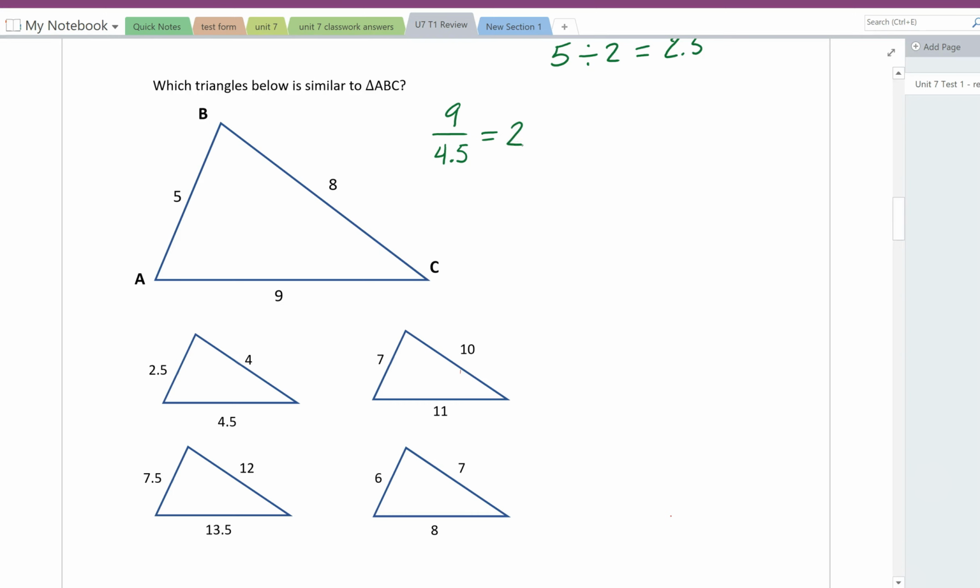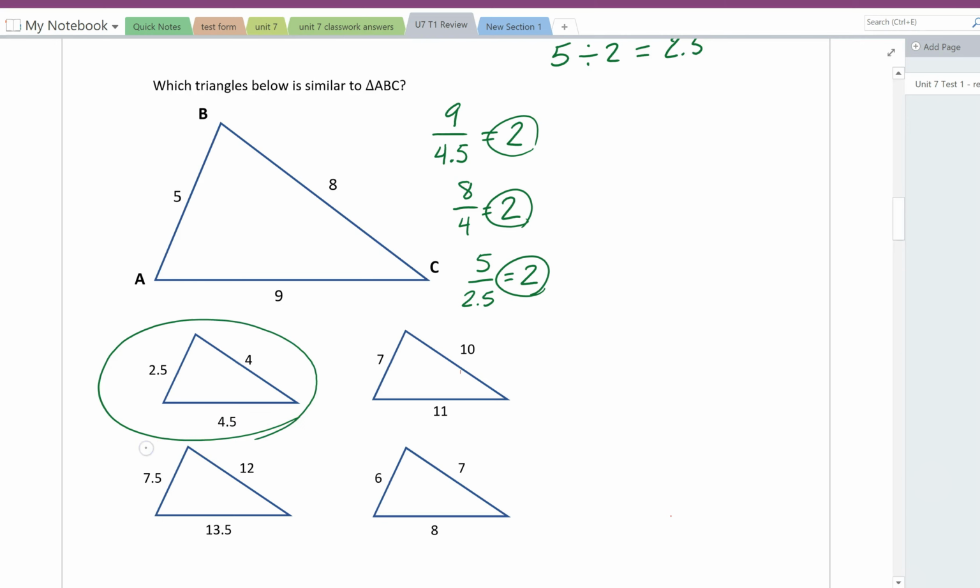So I'm going to now move back up to the big triangle. Side BC is 8. The side down here that corresponds with BC is this one here that's 4. 8 divided by 4 is 2. And then the last side on ABC is AB here, which is 5. The side that corresponds with it down here is 2.5. 5 divided by 2.5 is 2. I have the same ratio for all 3 pairs of corresponding sides when I look at those 2 triangles. That means they are similar, so I can circle that one.